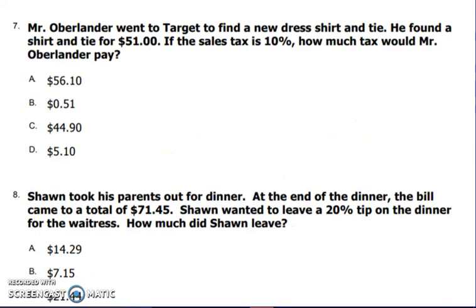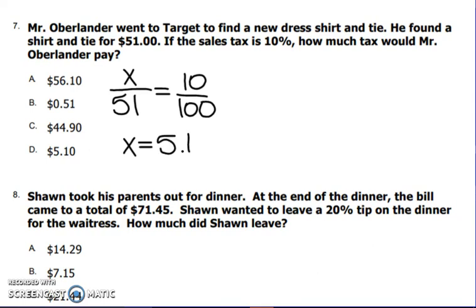Looks like Mr. O went to Target and he found a new dress shirt and tie. He found it for $51. If the sales tax is 10%, how much tax would Mr. Oberlander pay? So let's go ahead and create that proportion. X over 51 equals 10 over 100. Multiply, divide. You get that X equals $5.10.